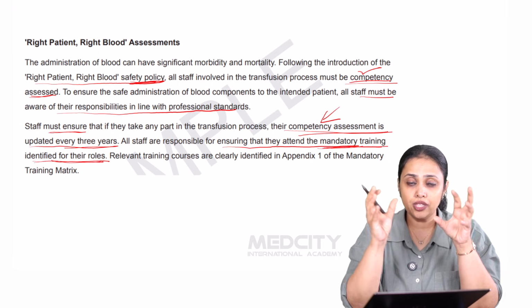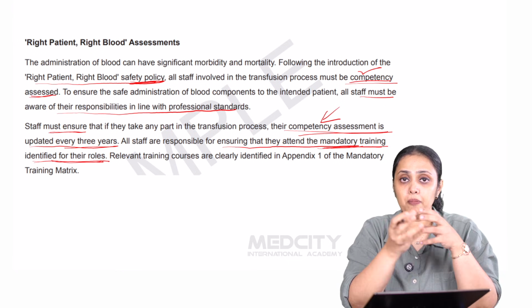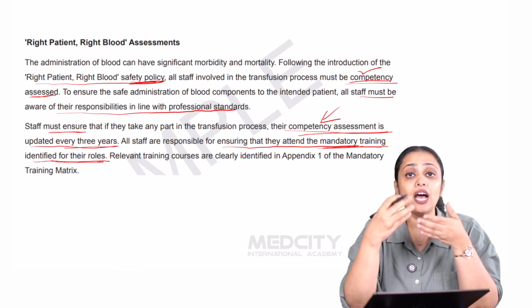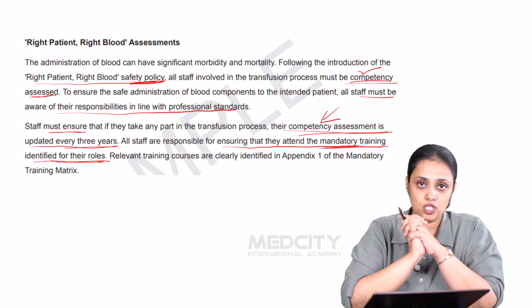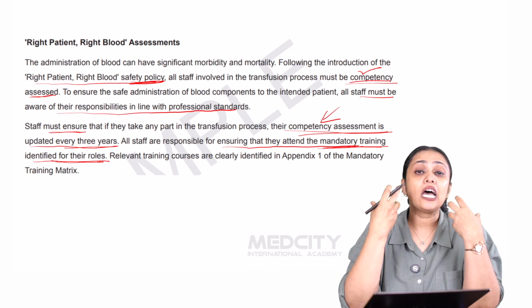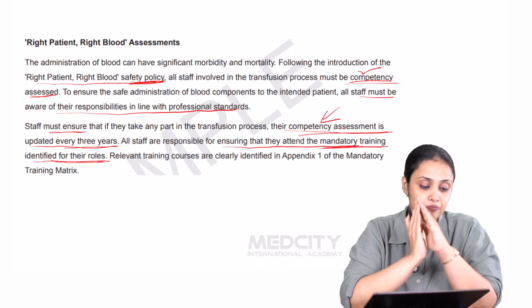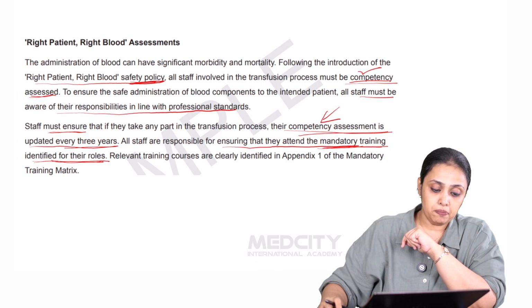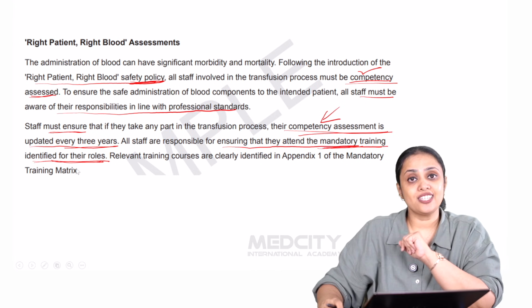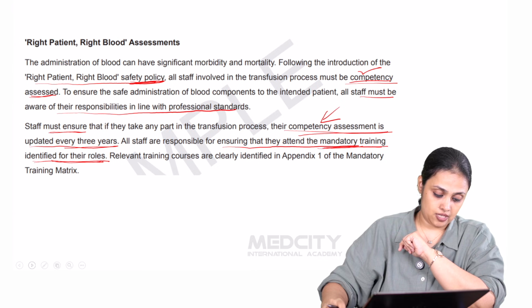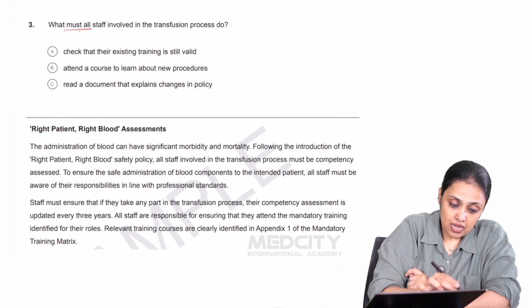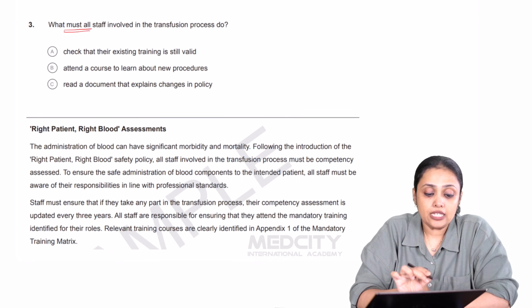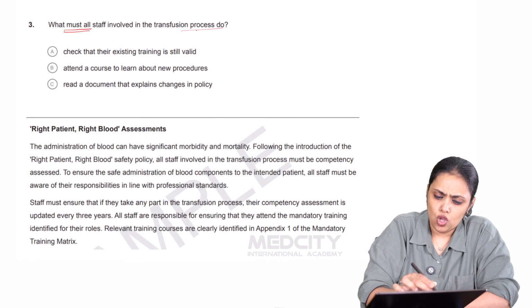So for every role there would be a mandatory training program, and the staff should also have undergone that training program in order to be involved in this blood transfusion. So these are the main ideas that we get from this policy, this right patient, right blood safety policy. Now let's see the question and the options. Now what does the question say? What must all staff involved in the transfusion process do?